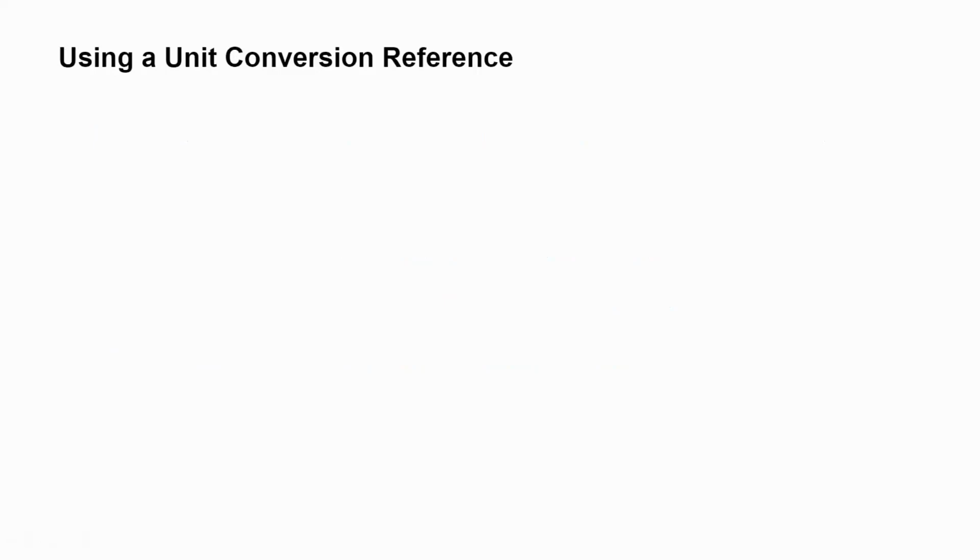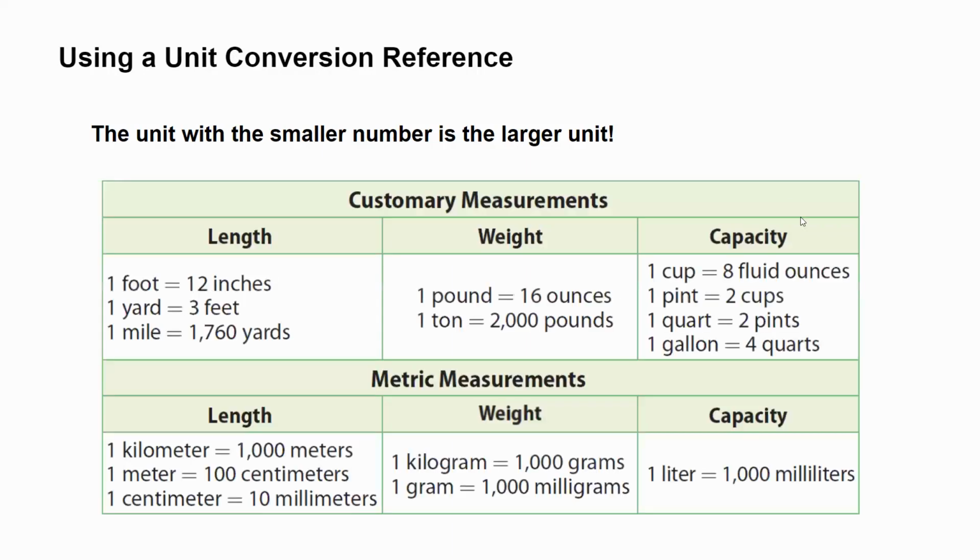So using a unit conversion reference can help you convert between units for a similar kind of measurement. It's important to note that the unit with the smaller number in front of it is the larger unit. Let me make an example from this unit conversion reference. This is just an example reference. There's all kinds of these available depending on what you're converting between. But let's just take a look at one that's pretty familiar.